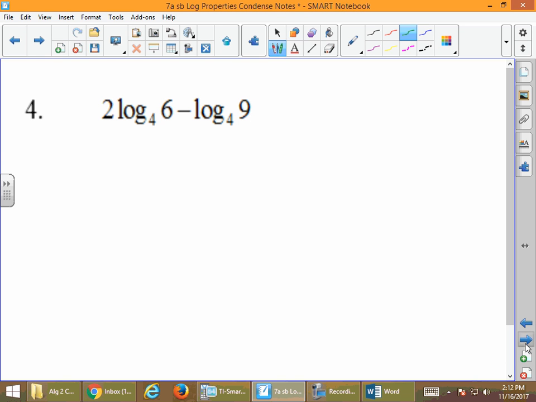Number 4. And I didn't do it on that last problem, and I don't know why, but we should always look and see, do we have a coefficient on the logarithm? We have this 2 here. So this is going back to the power property of logarithms. And what we're going to do is rewrite this 2 as a power. So we're going to take this and make it an exponent on 6.